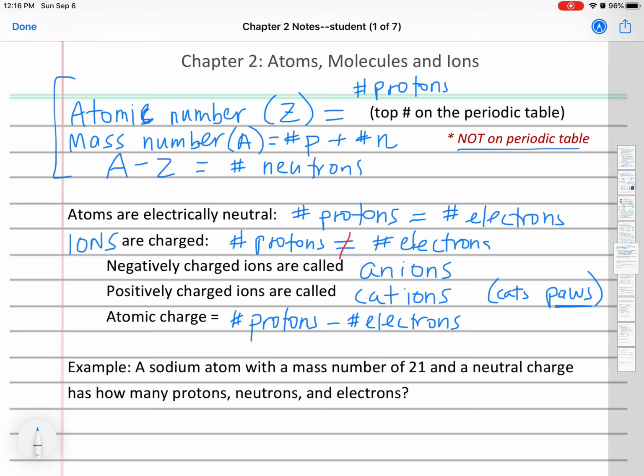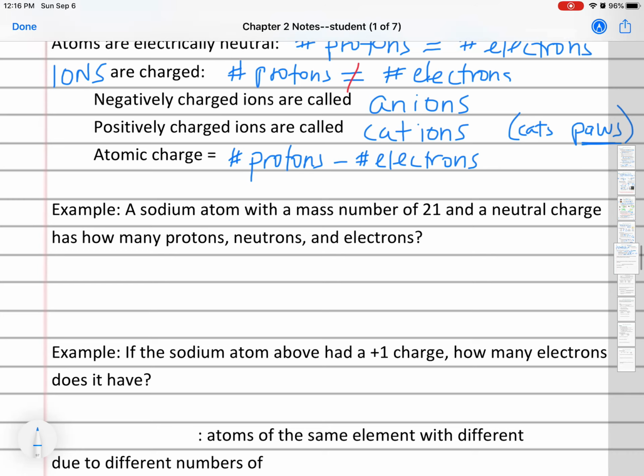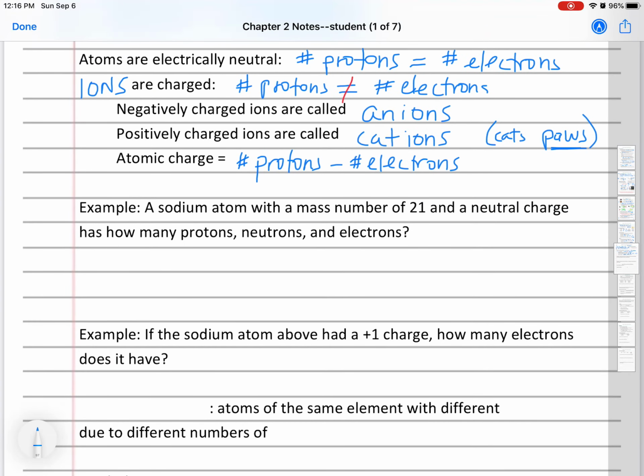The answer to the difference of that subtraction problem will be the charge of the atom. So let's do some example problems. Let's pretend we have a sodium atom with a mass number of 21. It has a neutral charge, and we want to know how many protons, neutrons, and electrons it has.